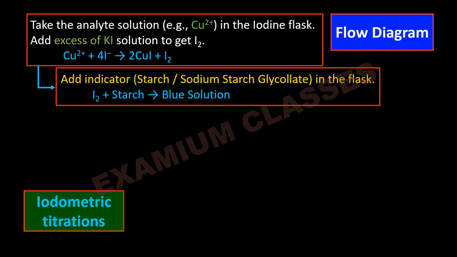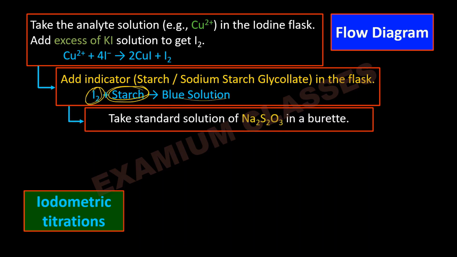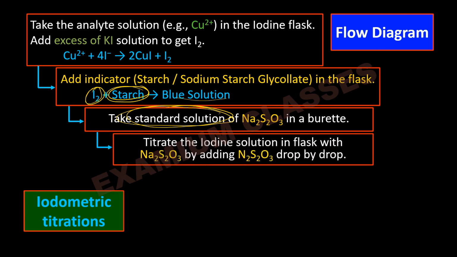Then you add indicator starch or sodium starch glycolate in the flask, so that iodine along with starch will give us a blue solution. Take a standard solution of Na2S2O3 in the burette. Standard solution means of known strength. We already know the molarity of this particular solution. Titrate the iodine solution in the flask with sodium thiosulfate in the burette by adding sodium thiosulfate drop by drop.